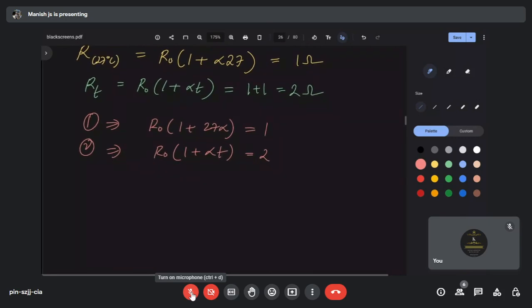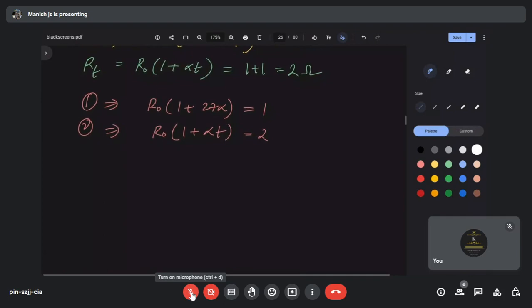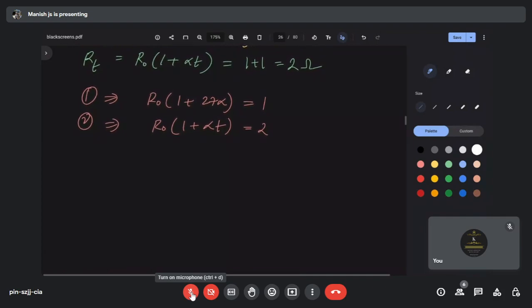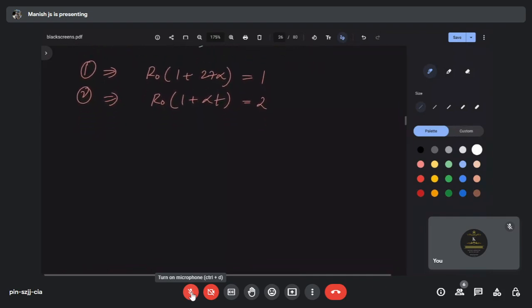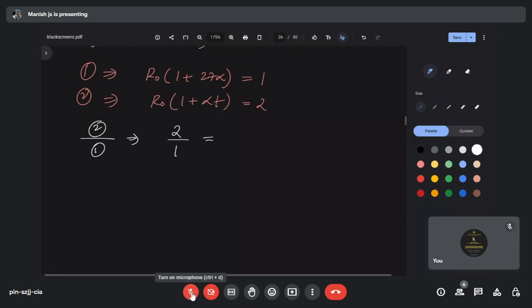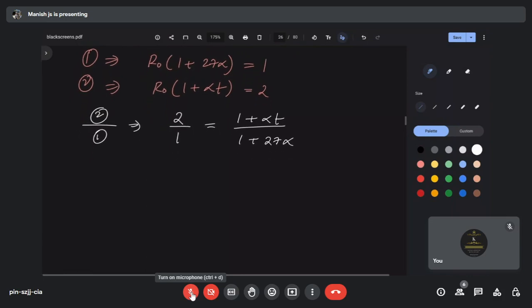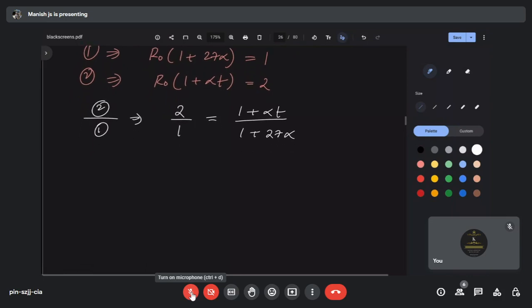Okay. So now simplify these two equations. You can go for any method of simplifying. You can go for division. So divide both the equations. Second equation by the first, 2 by 1. What do you get? 2 upon 1 is equal to 1 plus alpha T upon 1 plus 27 alpha. So this is what you get. So rearrange for T.